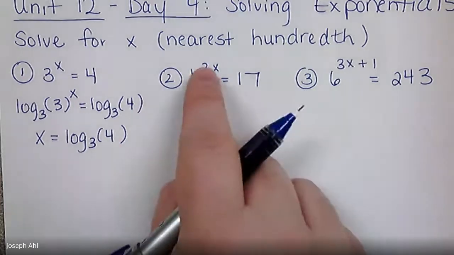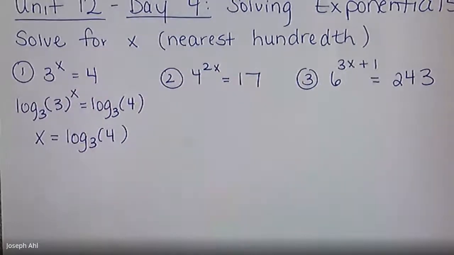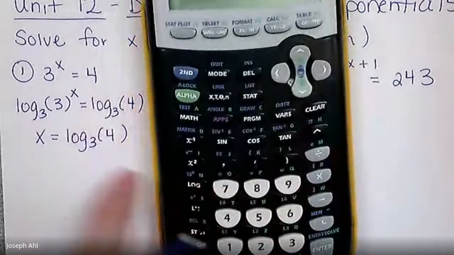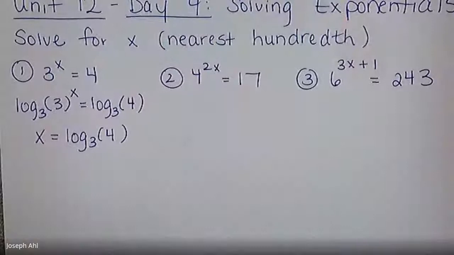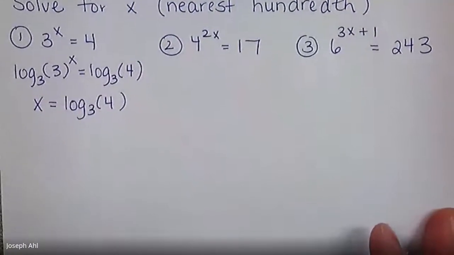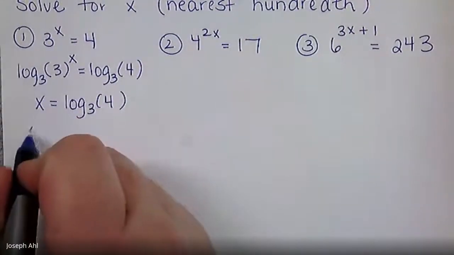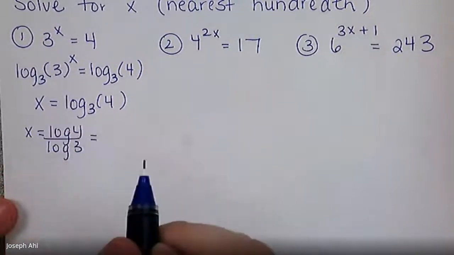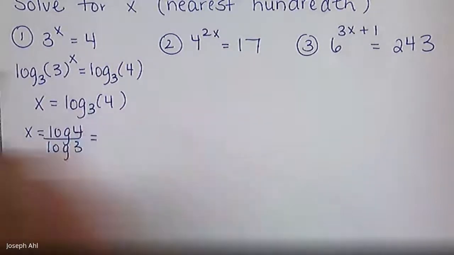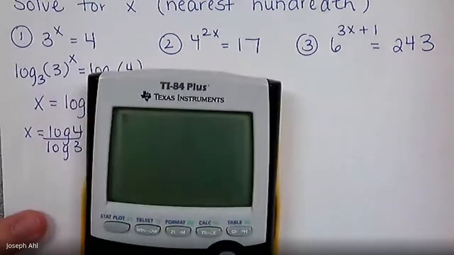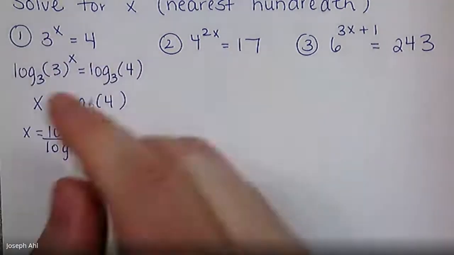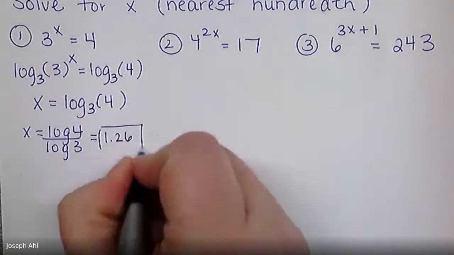Now, what is that rounded to the nearest hundredth, though? Remember that when you go to see where the button is for log on your calculator, this is log base 10. It's not log base 3. So from yesterday's notes, we have that new change of base rule. So you could actually write this as x equals log 4 divided by log of 3. So if you want to use just log base 10 on the calculator, log 4 over log 3 is equivalent to log base 3 of 4. And that winds up being 1.26 to the hundredths place. So 1.26 is the answer here.